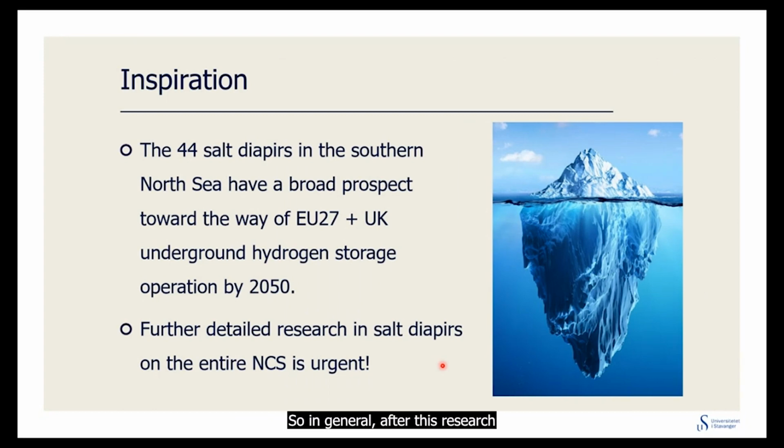So in general, after this research, I found that the 44 salt dipoles, the sweet spots in the southern North Sea, have the broadest prospect towards EU27 plus UK underground hydrogen storage operation by 2050. But I only revealed a corner of an iceberg. So further detailed research on salt dipoles on the entire Norwegian continental shelf is urgent.